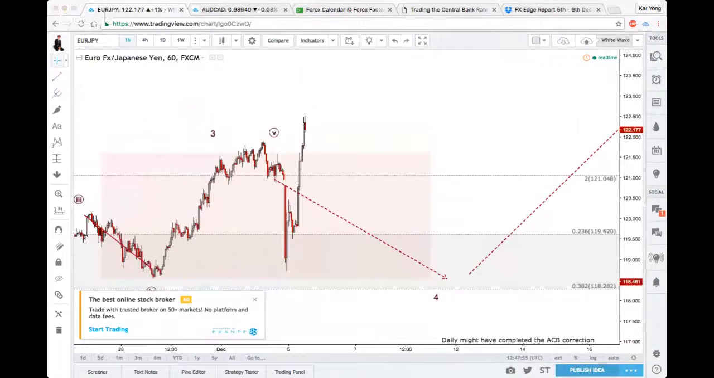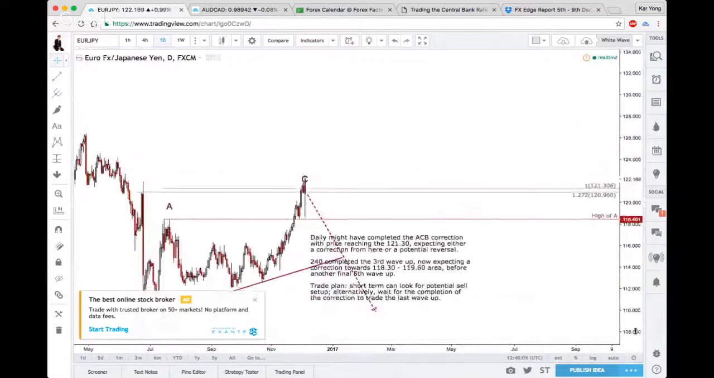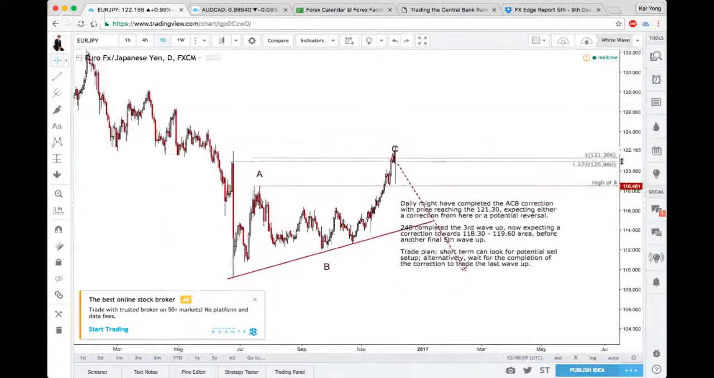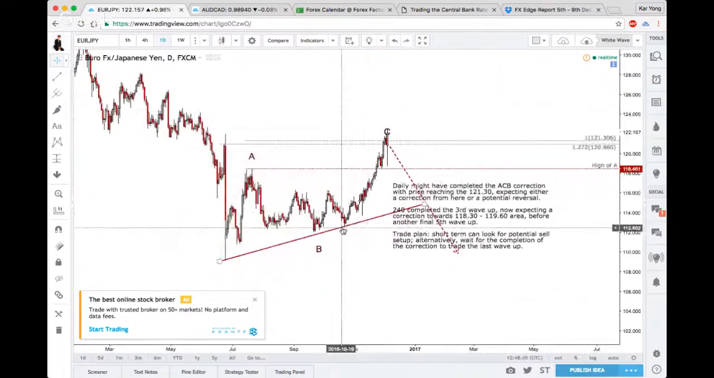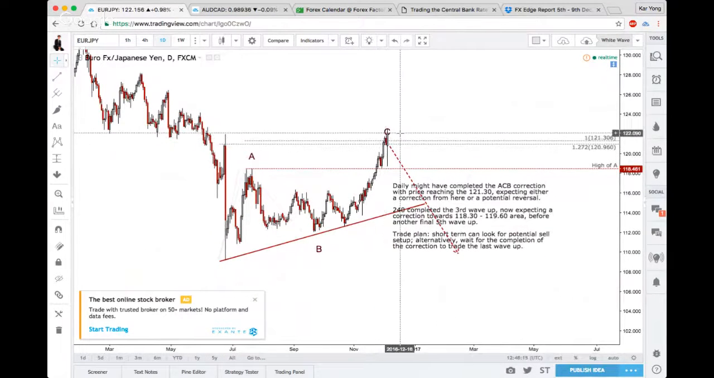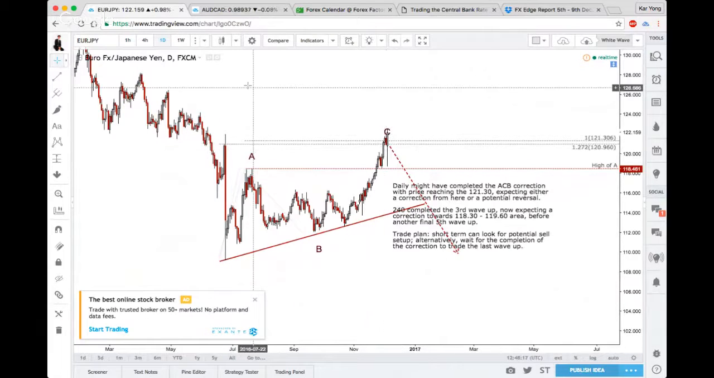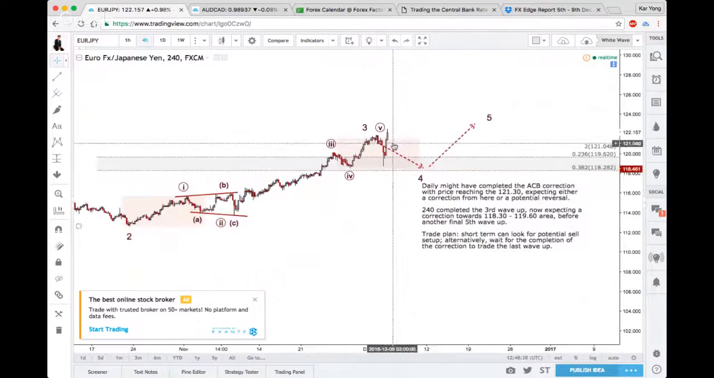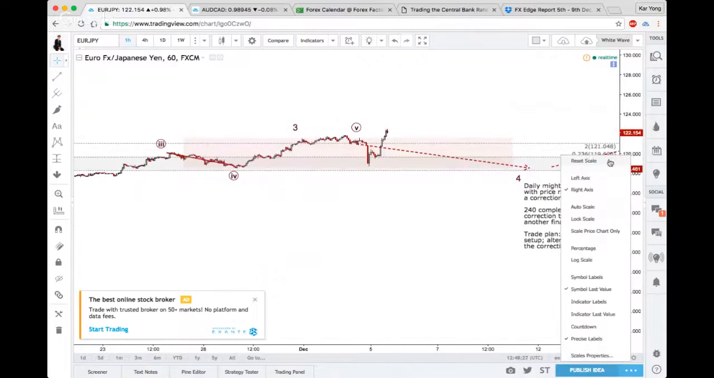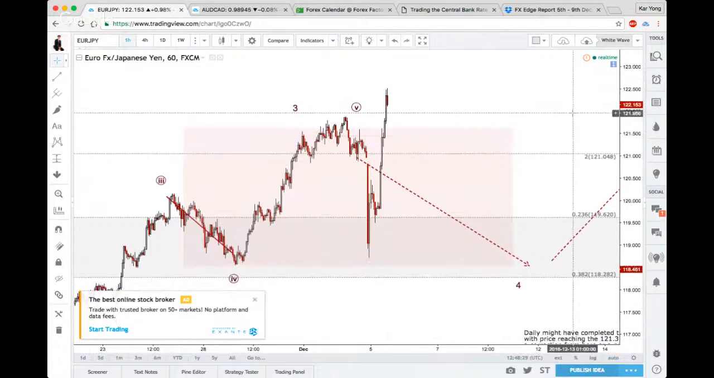Okay, I'll move on to some other pairs as well. For Euro Yen, this is what we are looking out for. On a daily perspective, after this strong move, very similar to Dollar Yen, we expect some form of correction. You can see that within today, this dip itself was the correction. We are expecting some more upside to Euro Yen, not much, a little bit more.